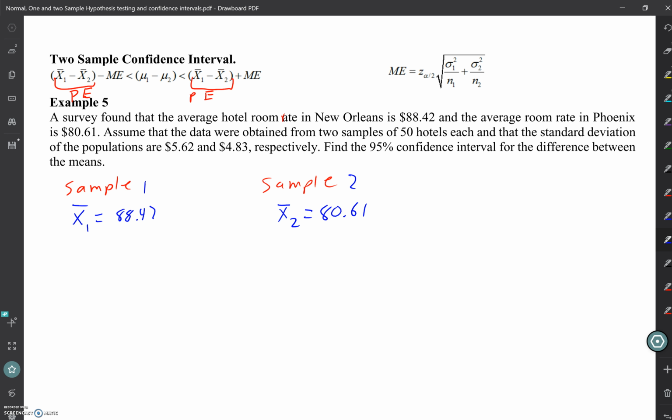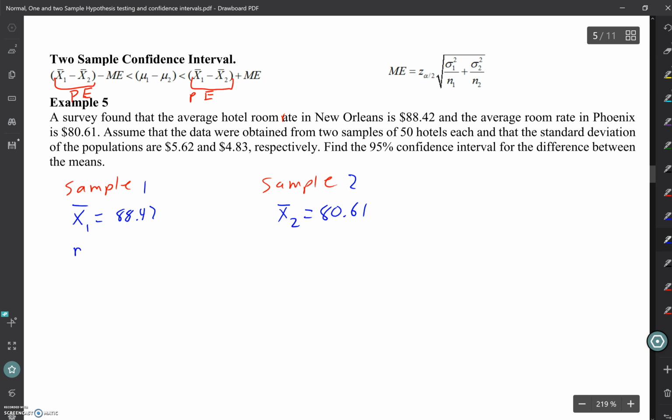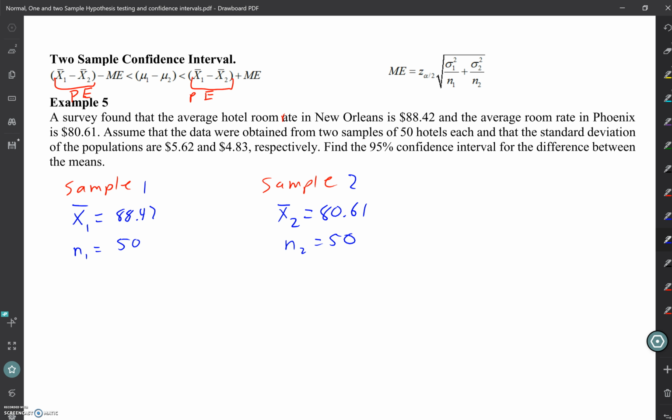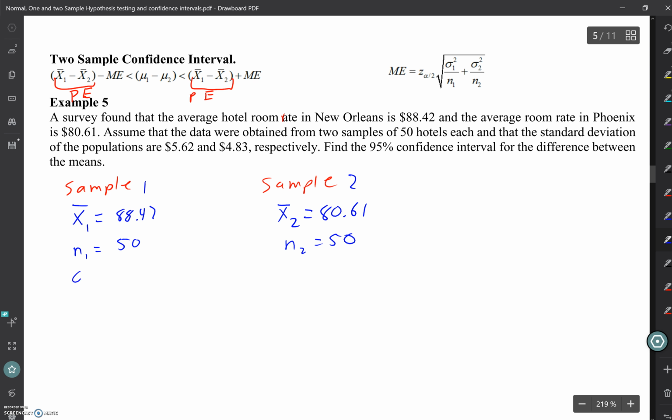Then it says, assume that it was obtained from 2 samples of size 50. So that means the N1 is 50, and your N2 is also 50. In this case, they have the same sample size. And then we want to look at the standard deviations, and they said that they were respectively. So that means sigma 1 is 5.62. Sigma 2 is 4.83.